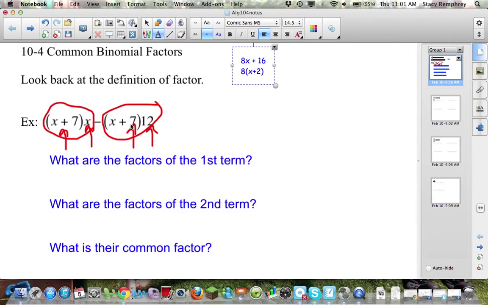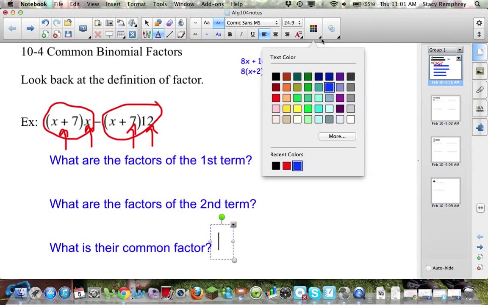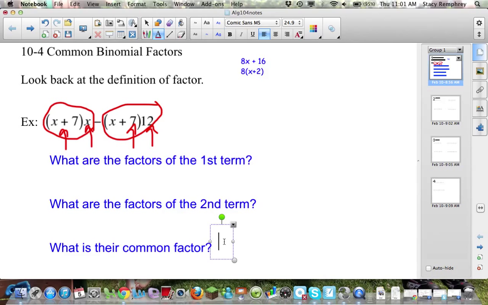I have two factors in each of them. What is their common factor? In this case, the common factor is x plus 7. So I'm going to factor that out. If I factor out the x plus 7 out of this term in this circle, what do I have left? I'm going to put that in a parenthesis, just like here. Their common factor was 8 up here. When I divided 8x by 8, I was left with x. So when I divide this by x plus 7, I'm left with x.